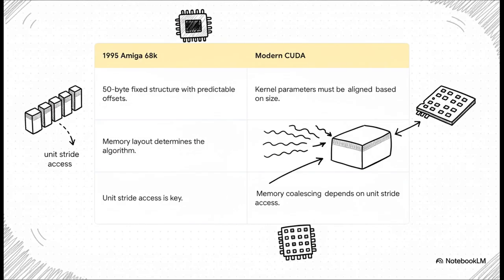And the final piece of the puzzle is the data structure itself. Remember that rigid 50-byte control block? Modern GPUs demand that same exact discipline. CUDA has these super strict rules about how your data has to be aligned in memory. And it's all to achieve something called memory coalescing, which is really just a fancy modern term for that perfect sequential, straight-line memory access we were just talking about. The goal hasn't changed one bit.